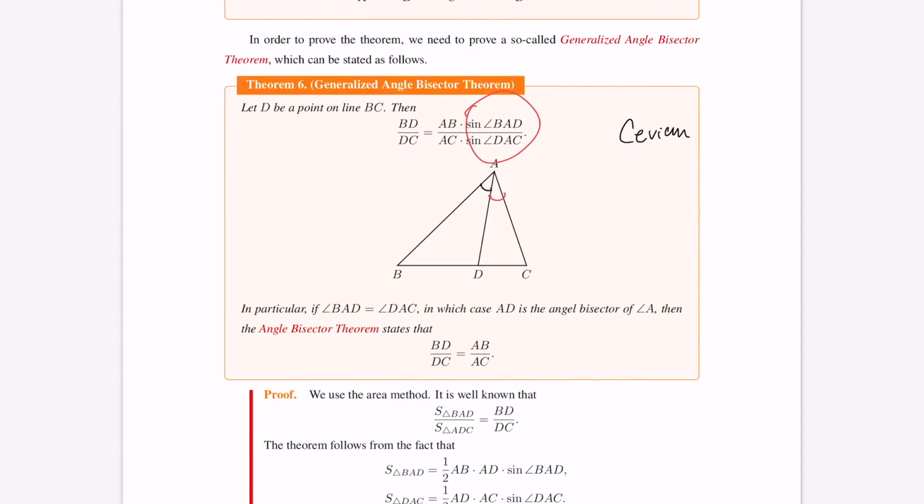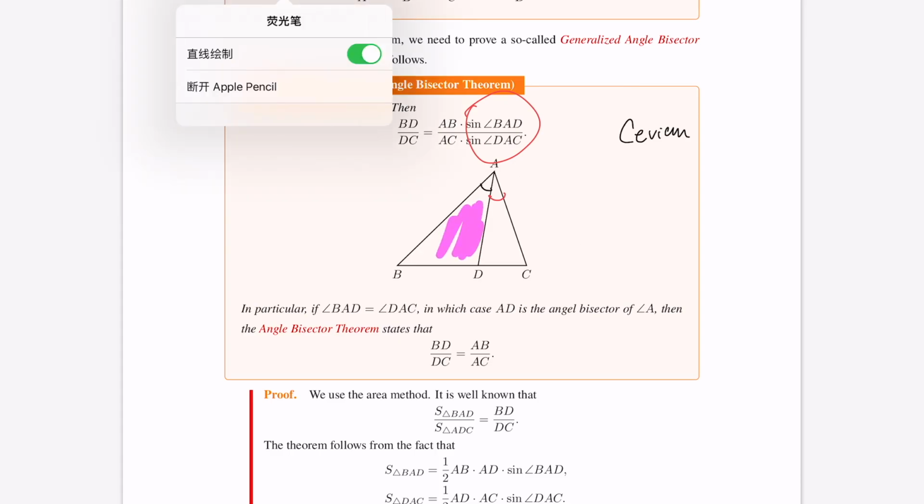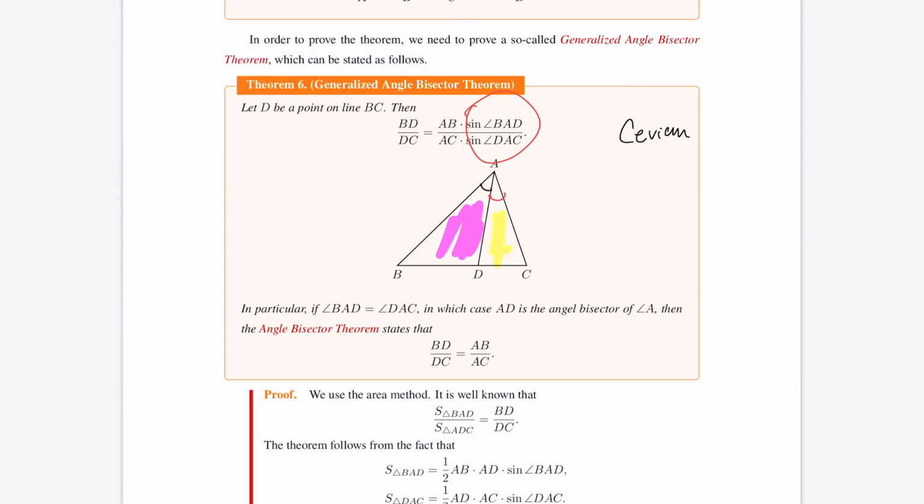All right, so here we use the area method to prove it. We don't have to, we can use the law of sines, but here we use the area method. First, BD over DC is equal to the ratio of the triangle areas. So basically, BD over DC is the ratio of the pink area divided by the yellow area. Okay, but then for the pink triangle and the yellow triangle, we can compute the area using another way.